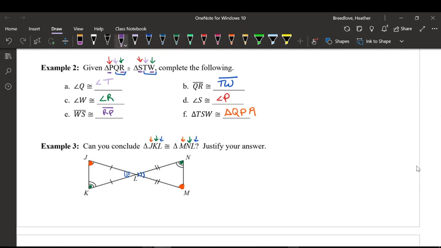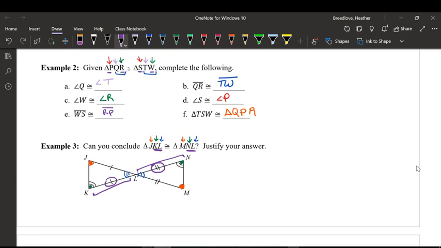Alright, what about segment KL? If we go with the last two letters, that should match NL. So let's find those. So here's KL and NL. Well, KL is marked with one line, and NL is marked with two lines. So are they congruent?